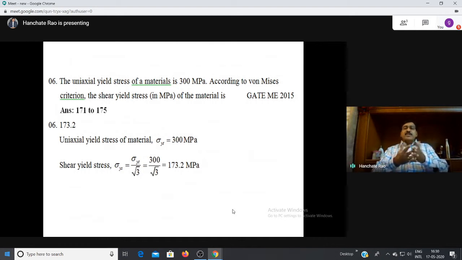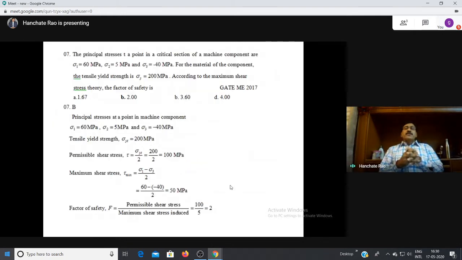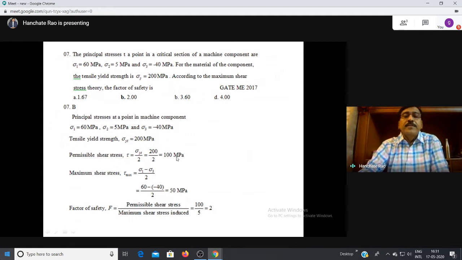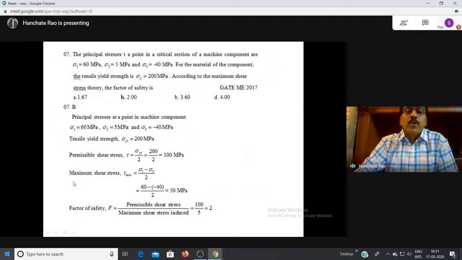The shear yield stress is 1 by root 3 times the direct stress. Sigma 1 is equal to 60, sigma 2 is equal to 5, and sigma 3 is equal to minus 40. For the material of the component, the tensile yield strength sigma y is 200 megapascal. According to the maximum shear stress theory, that's what is asked. So now we have to compare the maximum shear stress due to principal stresses with the shear stress of 100 megapascals.